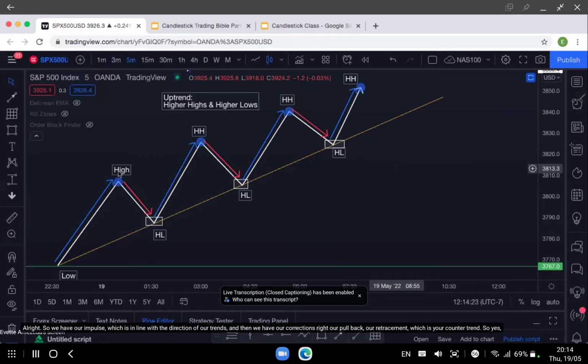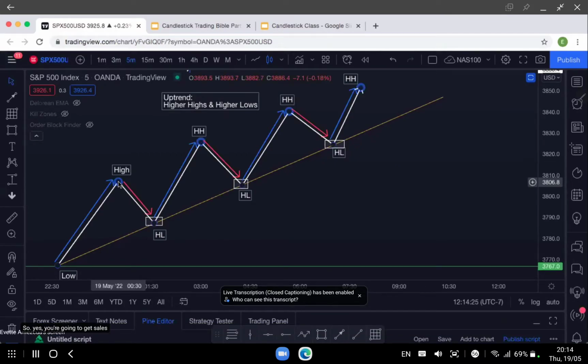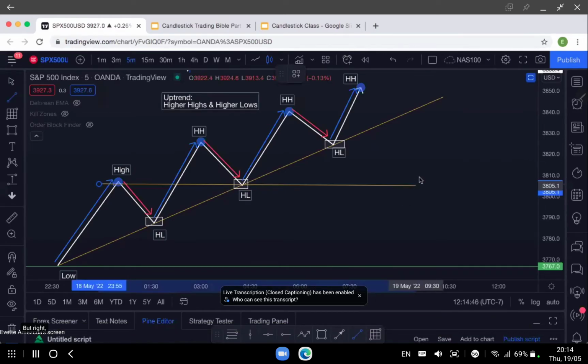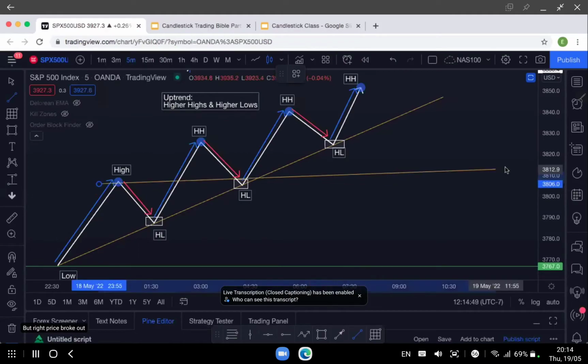So yes, you're going to get sell signals here. That's important for us so we don't enter for buys, but our most optimal area of entry is at the end of that correction. And it just so happens that it lines up beautifully like this because I tried my best to make it line up. It's never going to be 100% perfect. I want to make that clear.